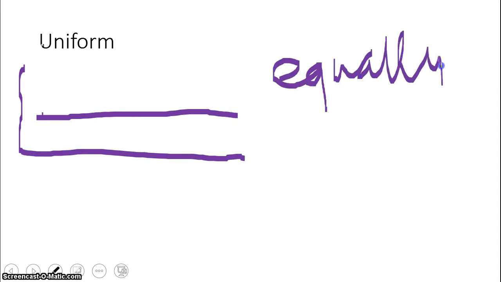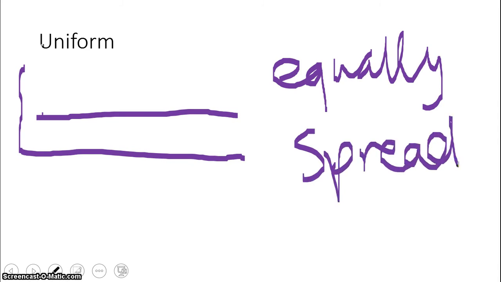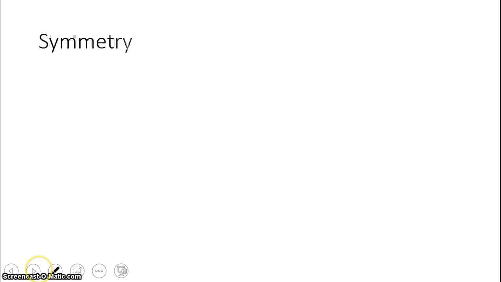Uniform. Sometimes data is nice and interesting on our graph. Here's my graph. The data is uniform, so it's equally spread. Nothing terribly amazing, I would expect you to get that right straight away.